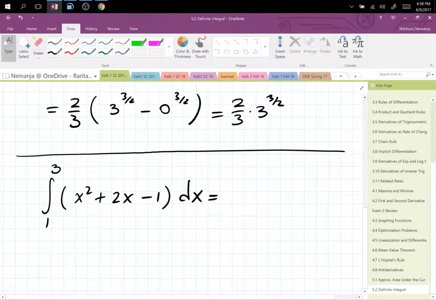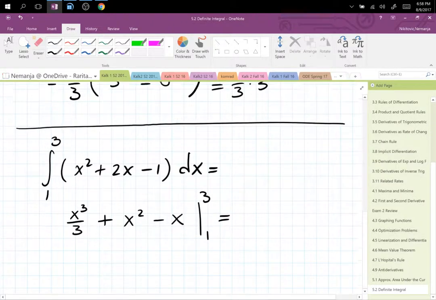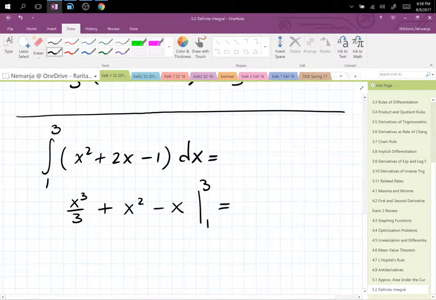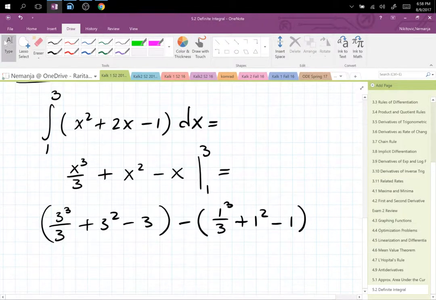Right, so let's integrate. What's the integral? x cubed over 3 plus x squared minus x computed from 1 to 3. The vertical line is just a notation which you read as computed from 1 to 3. So I am going to plug 3 into the entire expression, and then minus, we plug 1 into the entire expression, and then you just compute. So what do we get?